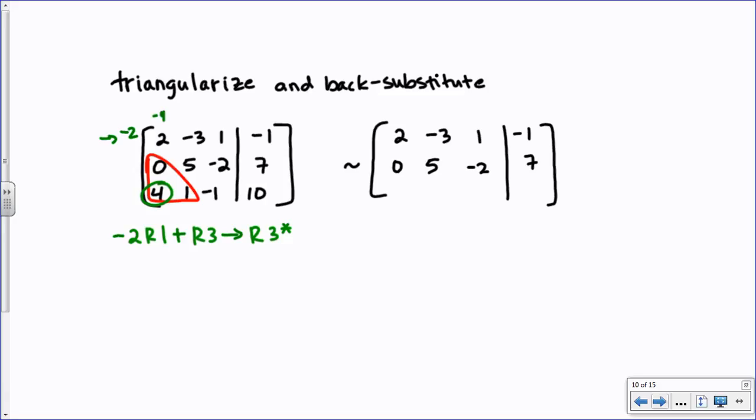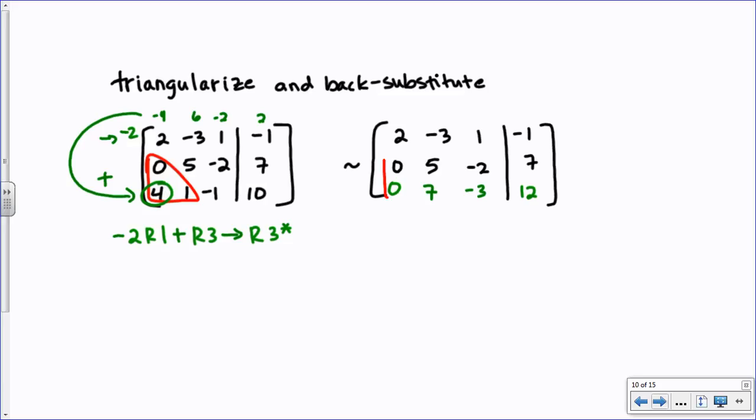So negative 4, positive 6, negative 2, and positive 2. And I'm going to add that to row 3. So that gives me 0, 7, negative 3, and 12. Okay?